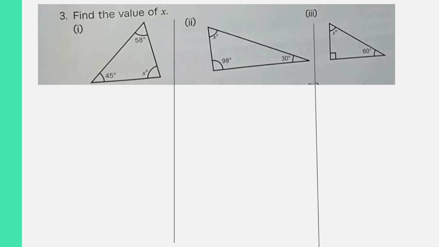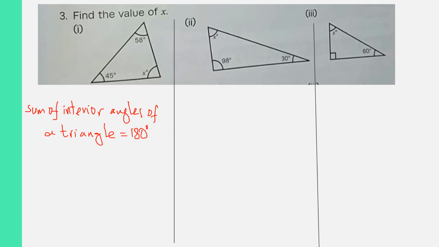The first property is: sum of interior angles of a triangle is equal to 180 degrees. This is the property which you have to remember forever, right?